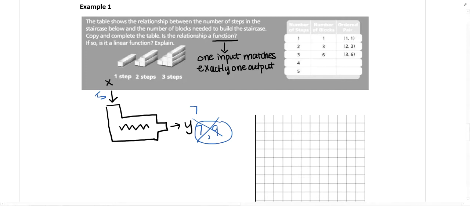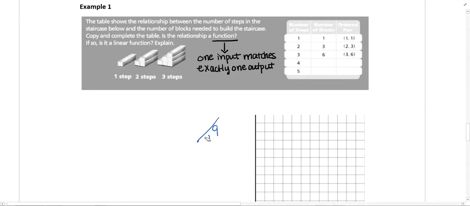You should only get out one number, maybe like a 7. So let's take a look at the table. The table says we have number of steps, number of blocks, and ordered pair. Here we have one step. Here we have 2 steps. With 2 steps, notice we have 3 blocks. With one step you just need one block. So here's the number of blocks, here's the number of steps.